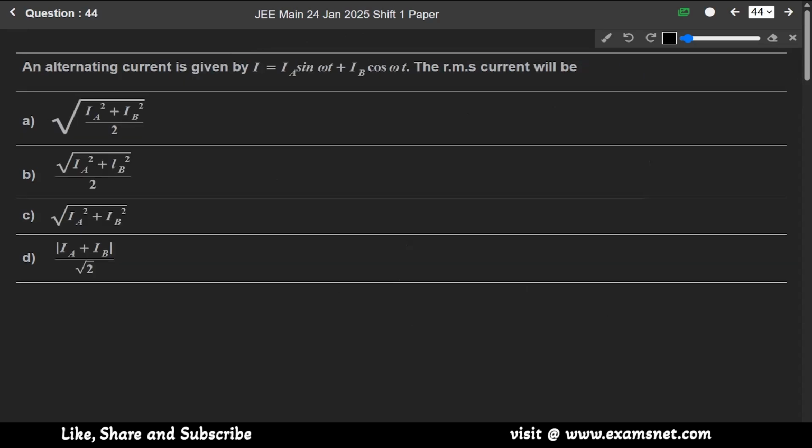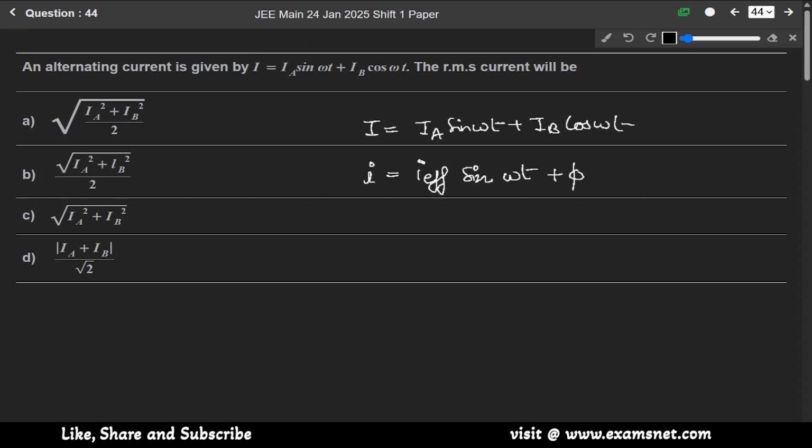Now question 44. An alternating current is given by I equals to I_A sine omega t plus I_B cos omega t. Then we have to find the RMS value. So we are given I equals to I_A sine omega t plus I_B cos omega t. We know the formula of current, I equals to I effective sine omega t plus phi.